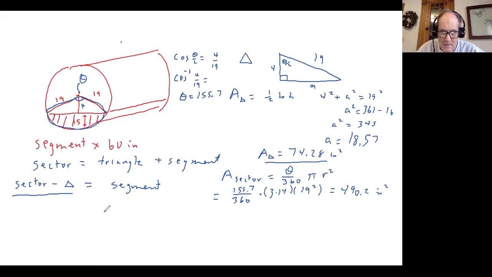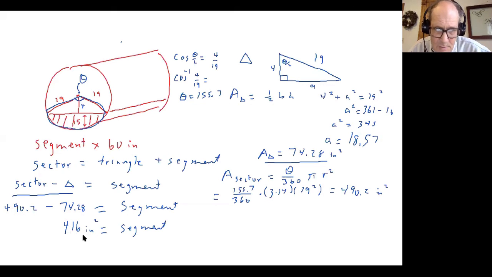Square inches. So then our segment over here, our segment is the sector, 490.2, minus the triangle, which is 74.28. And therefore our segment is about 416 square inches.